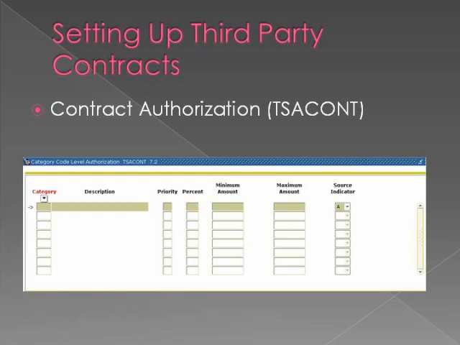Okay, this is a screen capture of the category code level authorization. This you would enter your category code, such as TUI for tuition or FEE for fees. You would enter your priority and your percent, and then, of course, a minimum and a maximum amount. Currently, the way that this is set up is the source indicator is A for all sources, but you could also limit your source to, say, R for your registration activity.